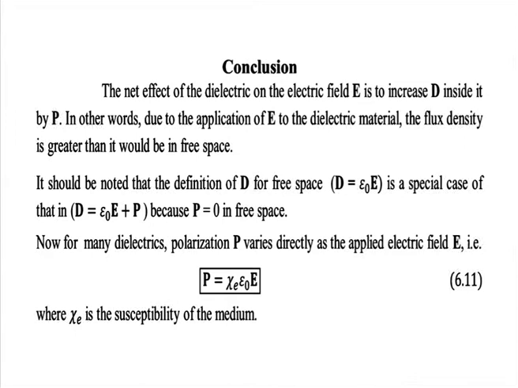In other words, due to the application of electric field to the dielectric material, the flux density is greater than it would be in free space. It should be noted that the definition of D for free space is a special case of D equal to epsilon naught into E plus P, because P would be 0 in that particular case. Now, for many dielectrics, P is proportional to the electric field applied, and we can expect equation 6.11, that is, P is equal to susceptibility into epsilon naught into E.